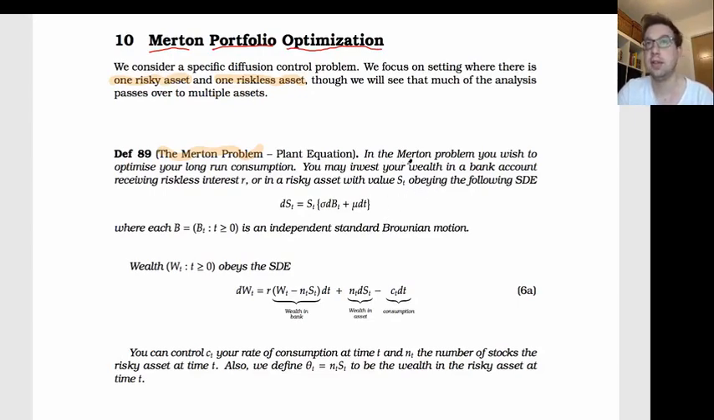So you may invest your wealth in either a bank account, receiving a riskless interest rate of r, or in a risky asset with value S(t) at time t, obeying the following stochastic differential equation. So dS(t) is equal to S(t) times the diffusion plus some drift mu t. Okay, so that's going to give us essentially a geometric Brownian motion.